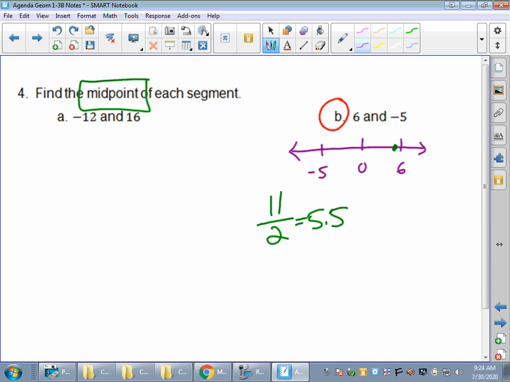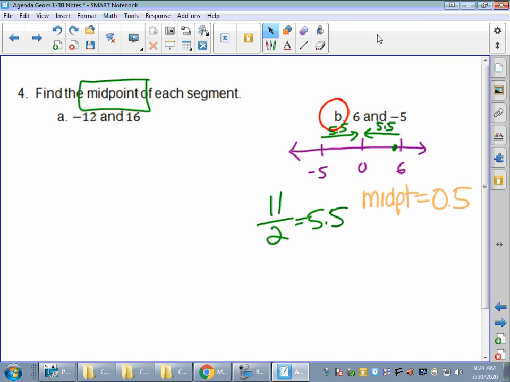So 5.5 units back from 6. 5.5 units in the positive direction from negative 5. What will be the midpoint for that? That's going to be a positive 0.5. Again, I purposely picked decimals just because I want to make sure you know that it's okay. You wouldn't get a decimal if you did number 4a. Don't forget, it's not an actual location. It's math.